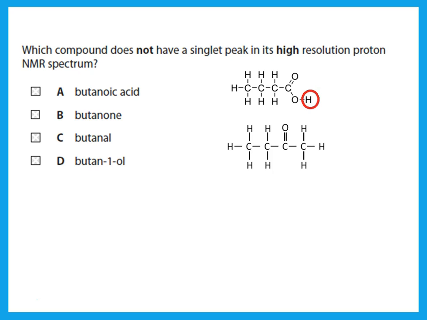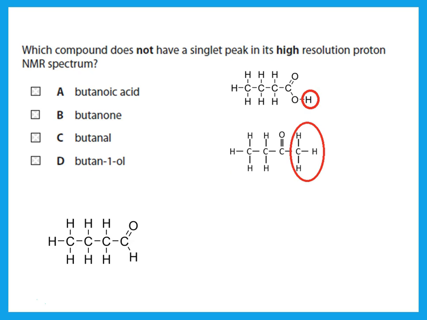Butanone, what is butanone? Well, this CH3 has no hydrogen on the neighboring carbon, so that CH3 will give me a singlet. What about butanal? Well, butanal will not give a singlet because the hydrogen of the C=O bond has hydrogens on the next carbon. So each hydrogen on a carbon has neighboring hydrogens on the neighboring carbons, so there is no singlet in this molecule. What about butan-1-ol? Butan-1-ol again will give a singlet for that OH. So the only one that does not give a singlet is the butanal.